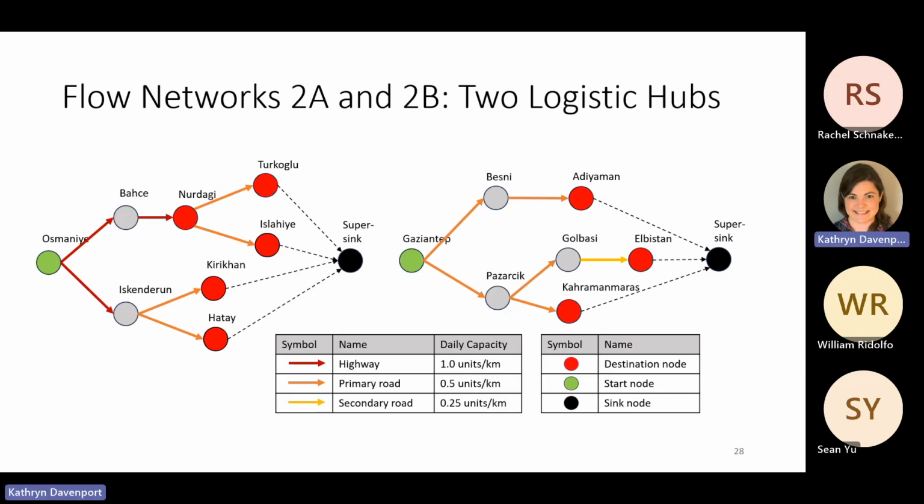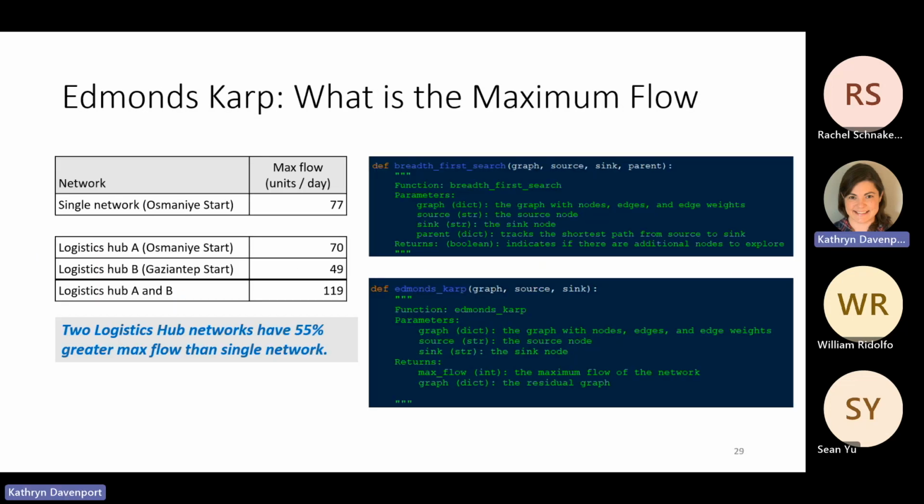This slide shows the 2 smaller network flows for the 2 logistic hubs. So once we had these, we were able to implement the Edmonds-Karp algorithm to calculate the max flow. The larger single network had a max flow of 77 units per day. The 2 smaller logistic hub locations had 70 plus 49 for a total of 119 units per day, representing a 55% increase over the single network.